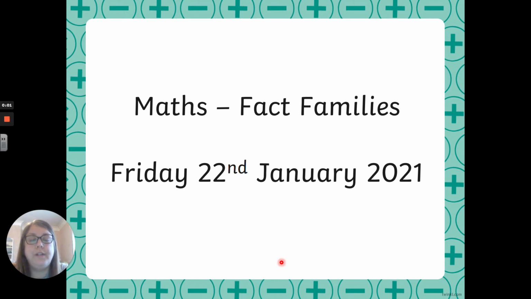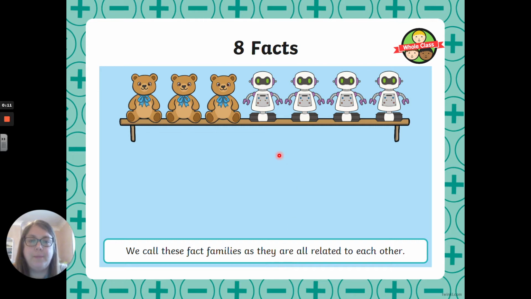Hi everyone, today we're going to continue our work on fact families. So I know it's quite tricky, but hopefully today you can have a little bit more practice. So first of all, we're going to look at this picture. We're going to think about 8 facts related to this picture. I'm going to show you this one together and then you can have a go at some more.